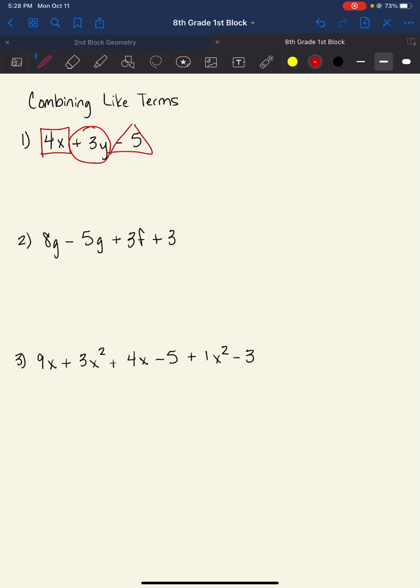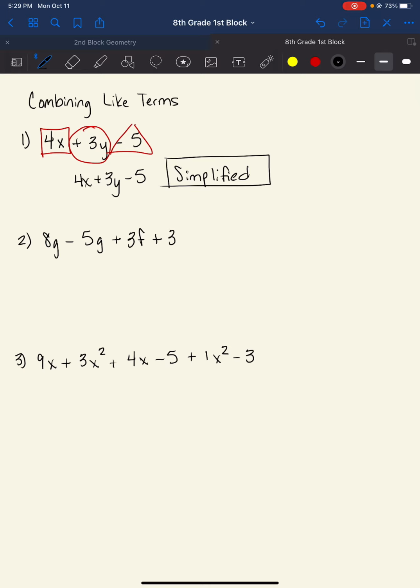Well, when you see an expression like this, there's nothing you can do to any of the terms. You can't combine anything, so your answer turns out to be just what it is: 4x plus 3y minus 5. And we would actually write for this problem "simplified." That is because it is simplified into lowest terms, into the expression it needs to be. All right.